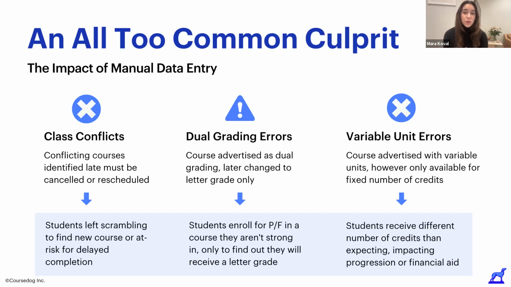The next 2 scheduling errors are perhaps less common, but also have an outsized impact on the students that are impacted by them. For dual grading, students may sign up for a class that they are not as strong in, thinking that they'll be able to take it pass or fail. However, due to an error in how the class was actually advertised, they found out only after registering that they must take the class for a grade. Finding out this information after registering for their courses can completely throw students off and give them little time to react and readjust their schedule. Similarly, errors related to variable unit classes add an unnecessary burden on students to quickly determine how they'll be able to take enough credits to stay on track and maintain their financial aid.